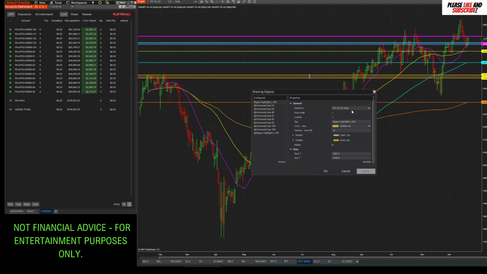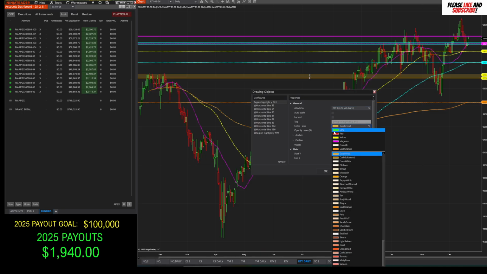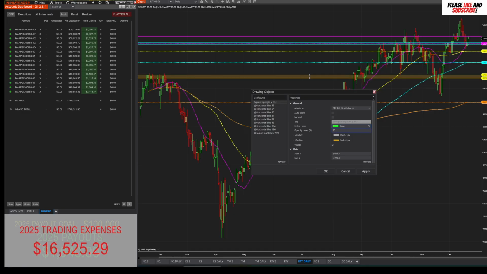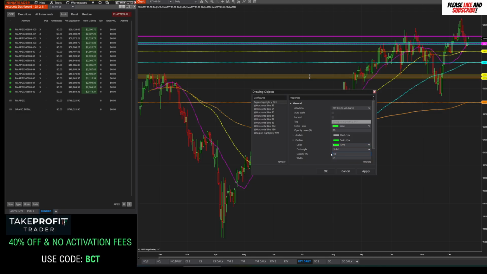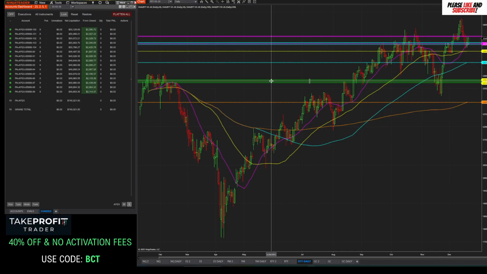So go to properties, and here we have the Russell daily chart. I'm going to set this to all charts so it shows up on all charts. Now I'm going to come down to the color area and color this a lime green, and the opacity we're going to make 20. On the outline, we're also going to make that green, and turn the opacity down to 50 and select, and now we have that level, this box, on the chart.